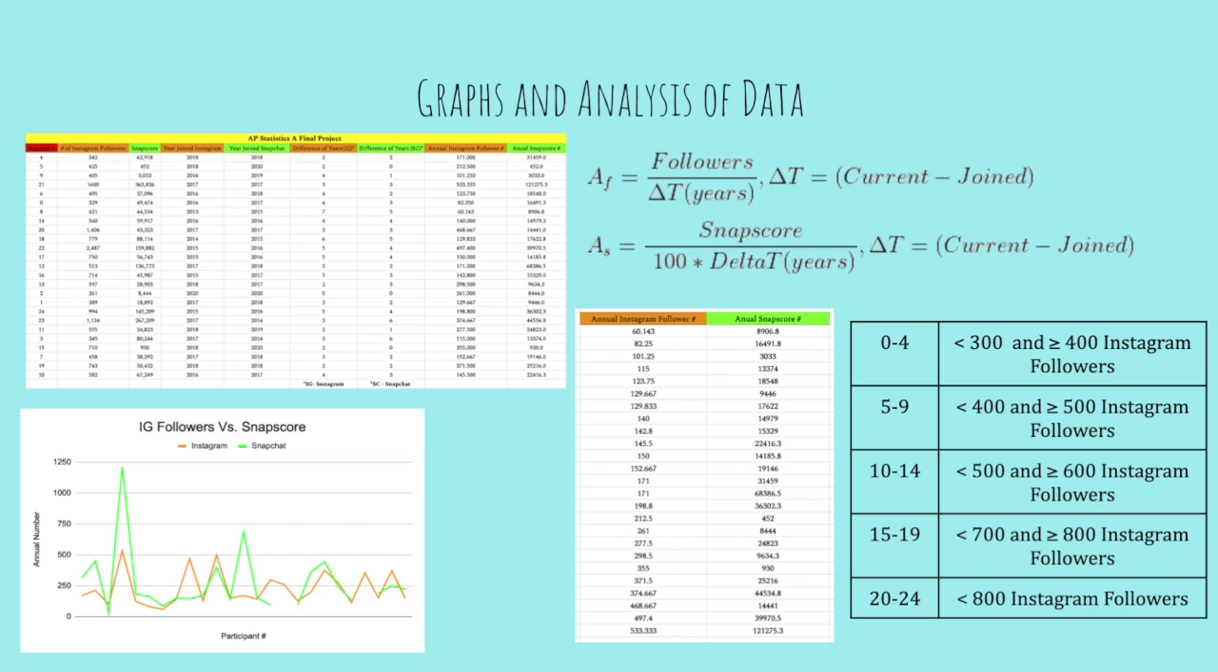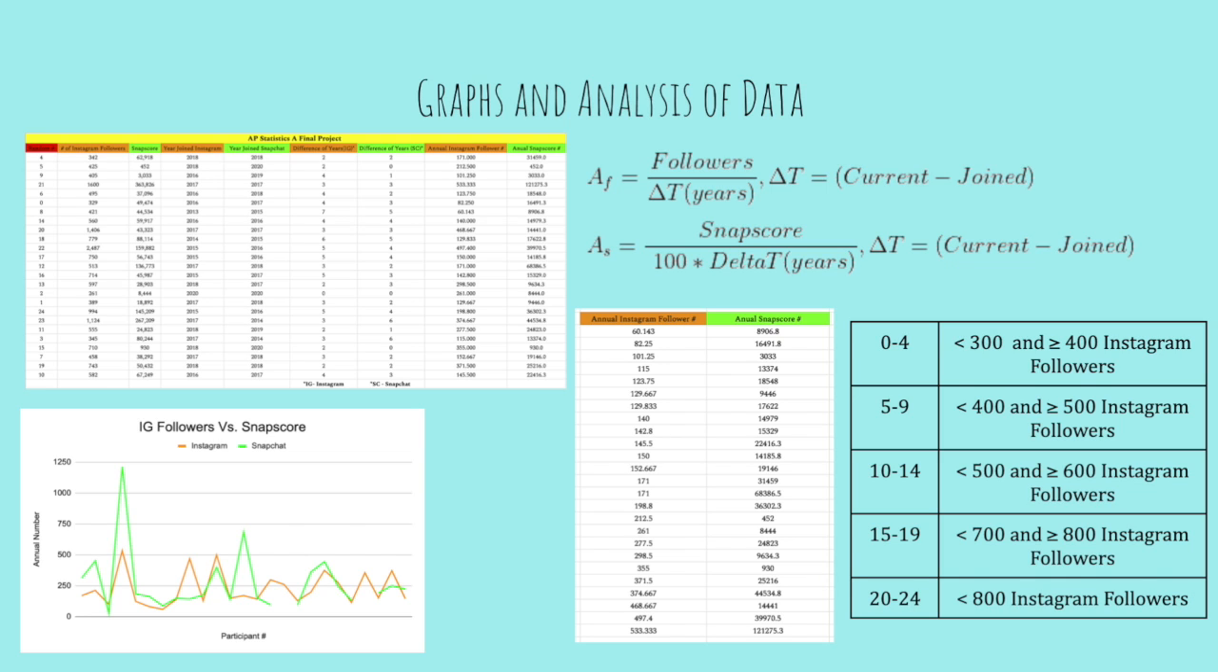Another thing I saw that's really cool in my graph is that there's a break in the amount of Snapchat snap score in two places, and I don't know what that is, but I need to figure out why there's a break in there.